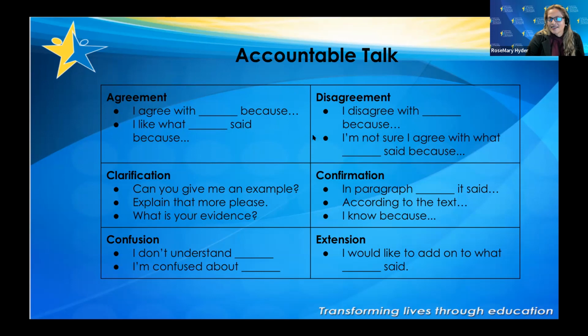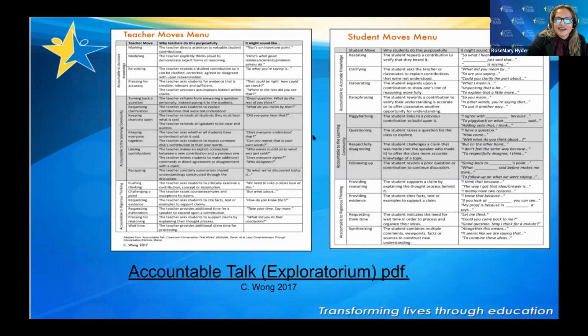Also give them the opportunity to talk to each other first, building that strength and self-esteem to practice the language with a partner first, then a group of four, and then the whole class discussion where they will respond. If you start with the whole class discussion first, make sure you have whiteboards. This is also another resource for you: the teacher moves menu, accountable talk.